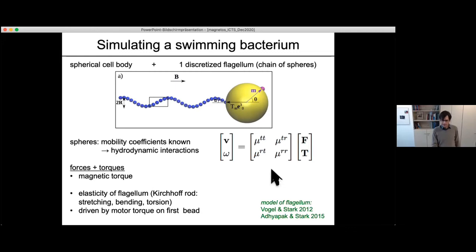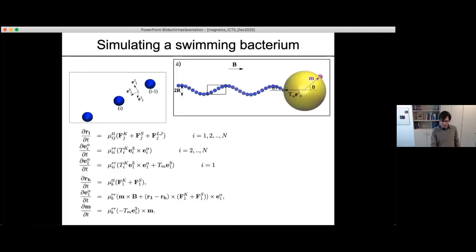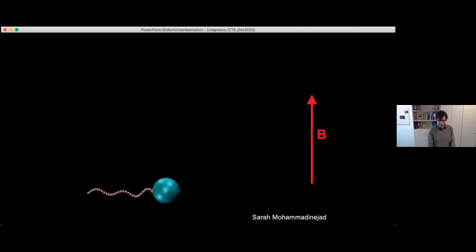So these have been calculated in the past. There are different approximations for them. The one we use here is mostly the Rotne-Prager approximation. But basically what is important is that we have some contributions in here that couple rotation and translation. So if we rotate the flagellum, this results in the translation of the cell body. And the forces and torques that we include here are, of course, the magnetic torque that orients the cell body, but then also elasticity of the flagellum and the motor torque that rotates the flagellum. And this gives rise to a large set of equations of motion that I don't want to go into in detail now. What I want to show you is how this looks in the simulation.